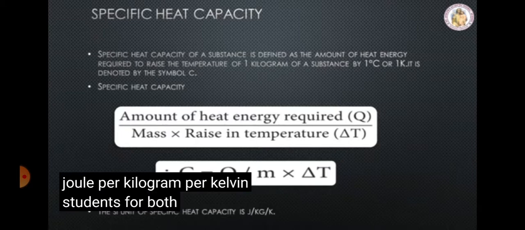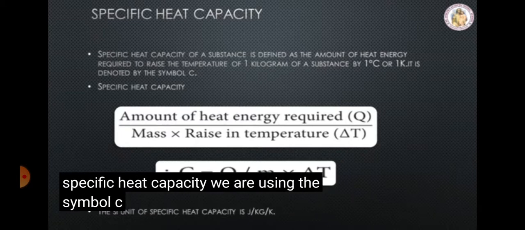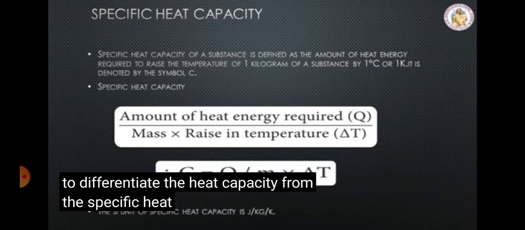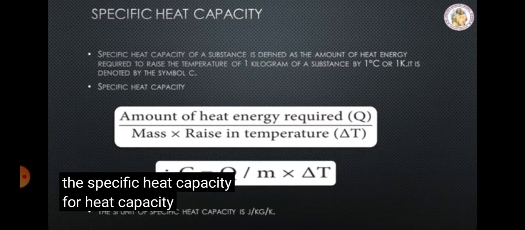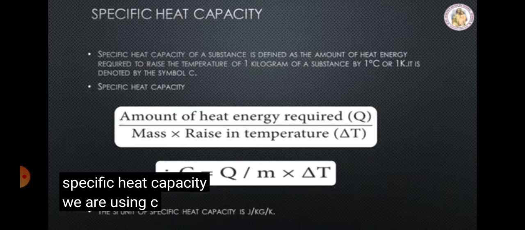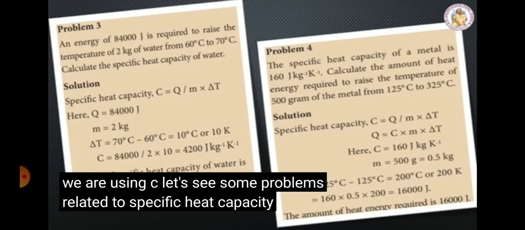Students, for both heat capacity and specific heat capacity, we are using the symbol C. To differentiate the heat capacity from the specific heat capacity, for heat capacity we use C dash, for specific heat capacity we are using C. Let's see some problems related to specific heat capacity.